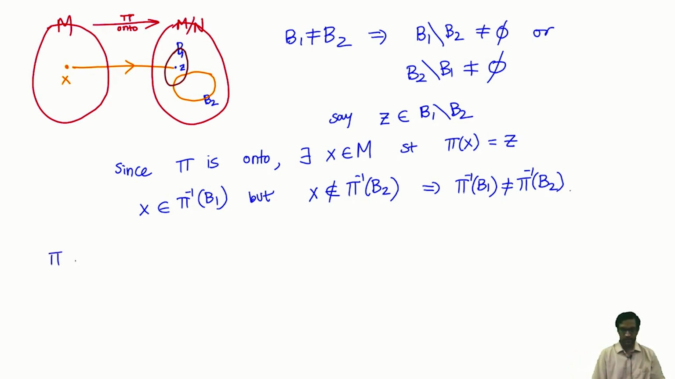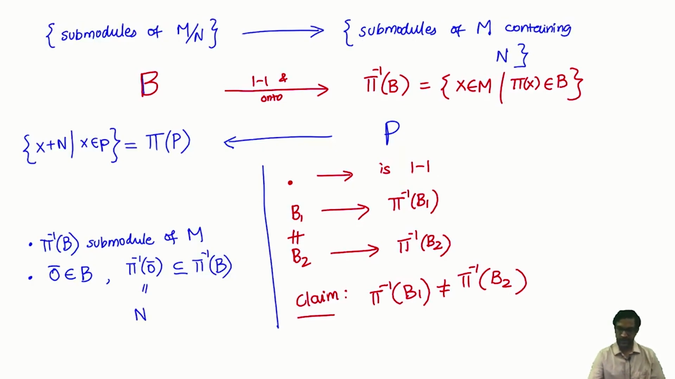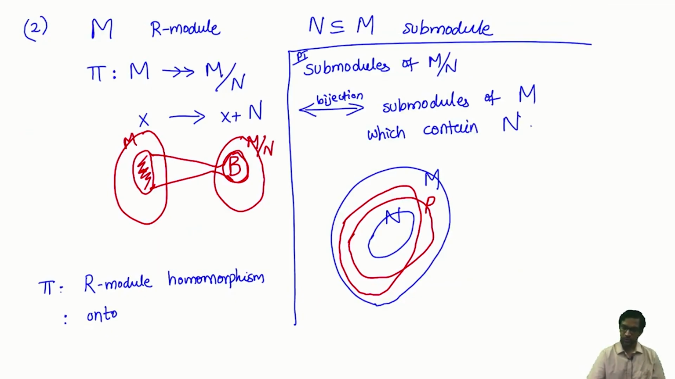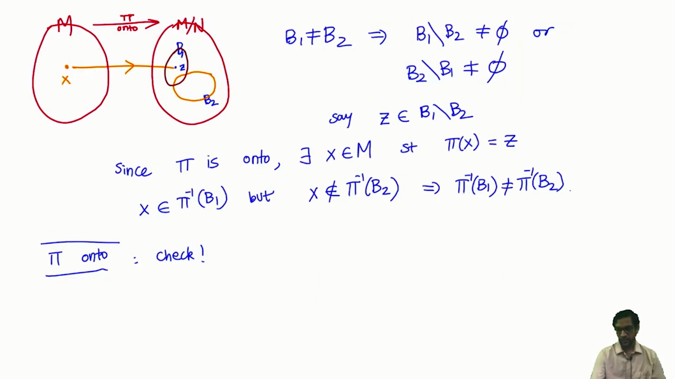The other part I leave you to check: I've checked pi is one to one, check that pi is onto. Again a straightforward verification. So the result is worth remembering, which finally says that submodules of a quotient are really nothing but submodules of M which contain N, which lie between M and N in some sense. Okay, now let's do one last problem which uses this submodules of a quotient business.